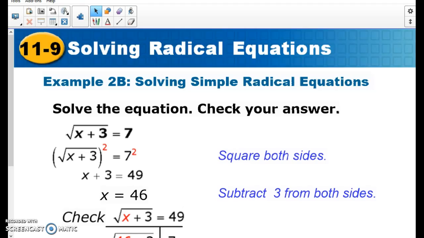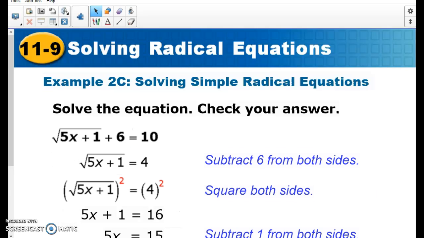This time the square root's already by itself. It already says square root of x plus 3 equals 7, so I can square both sides. So when I square both sides, on the left side of the equal sign it eliminates the square root sign, so it's just x plus 3. Instead of saying equals 7 now, it's 7 squared, so it's going to be 49. Since it says x plus 3, I'm going to subtract 3, so I'm going to be at 46.